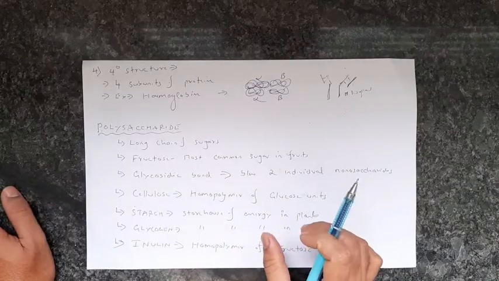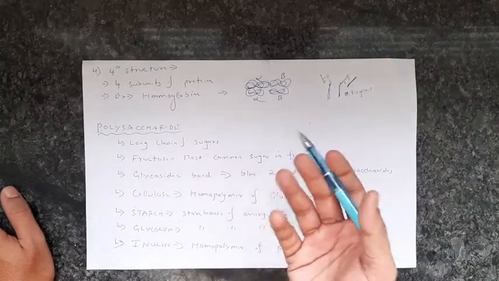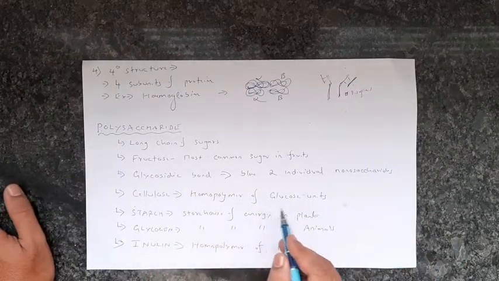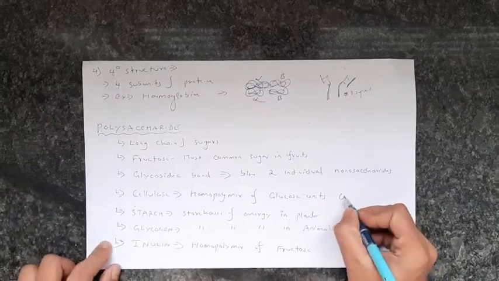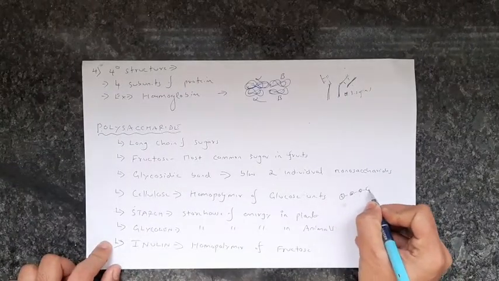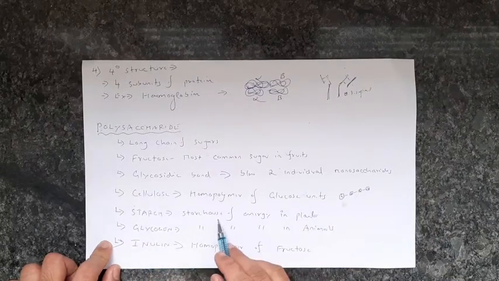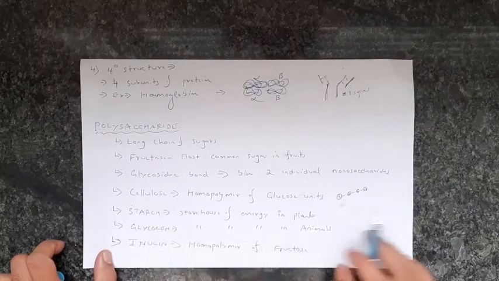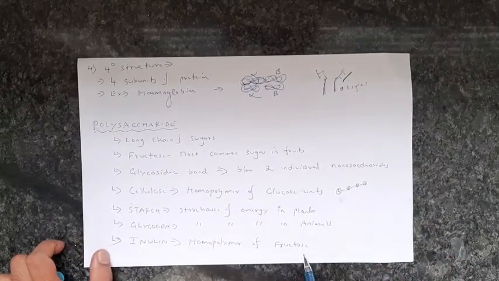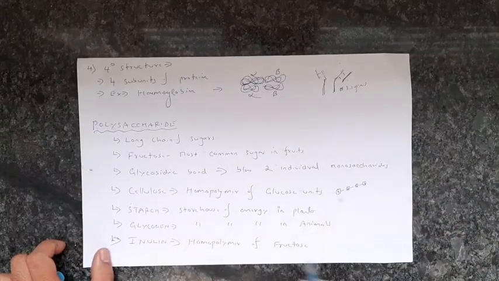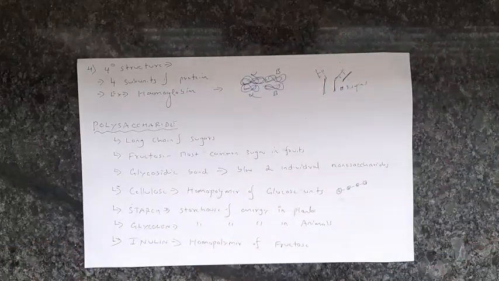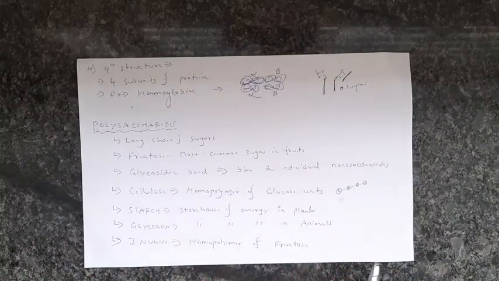Glycosidic bond, this is very important. In carbohydrates you see only glycosidic bonds, got it, between two individual monosaccharide units. Cellulose, homopolymer of glucose units. As I said, many glucose units ultimately make cellulose. Starch, storehouse of energy in plants, we know that. Glycogen, storehouse of energy in animals, we know that. Inulin, it is not insulin, inulin, it is a homopolymer of fructose. It may be asked actually. Be thorough with this. Many fructose units make the inulin structure.